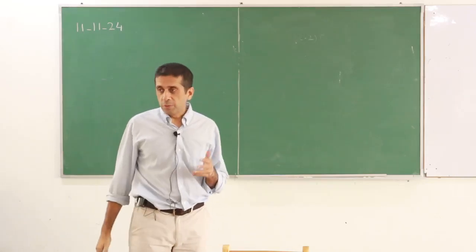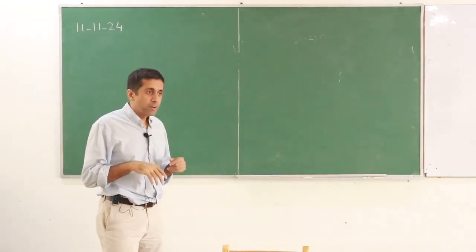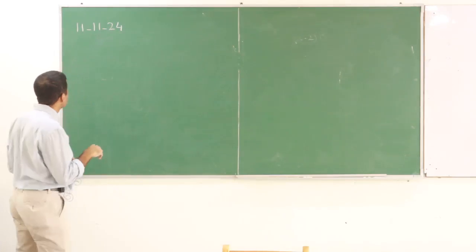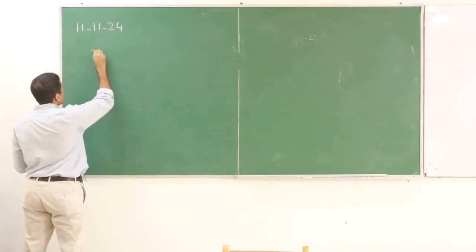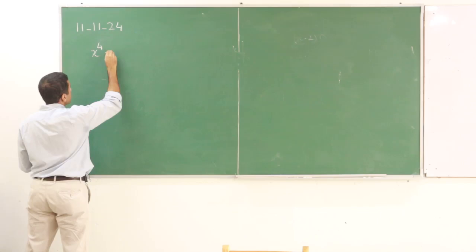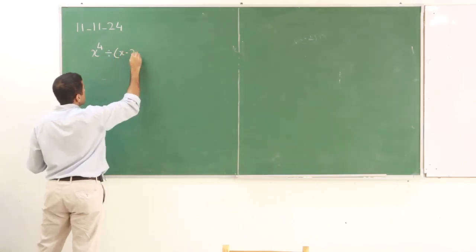So today we just have to talk a bit about polynomials. There are a few random facts about polynomials that we have to resolve. So let's take a simple case first. Let's say we have x to the fourth and we want to divide by x minus 2.